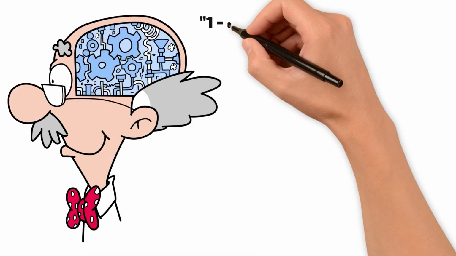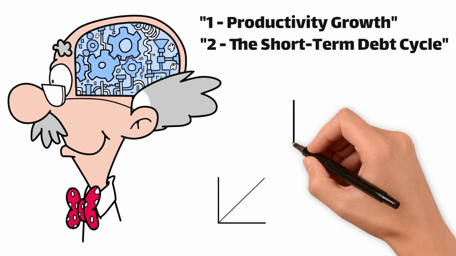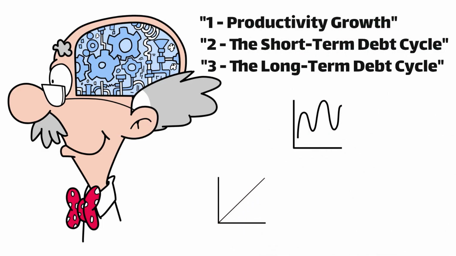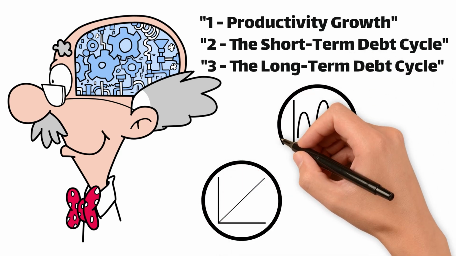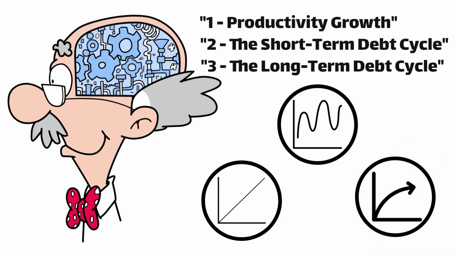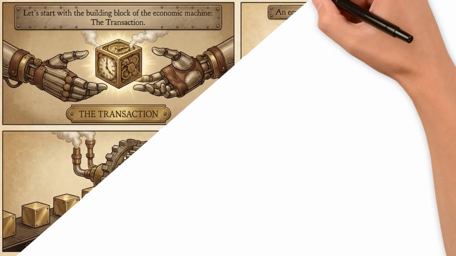These transactions are driven by human nature, and together they create the three main forces that drive the economy. 1. Productivity growth. 2. The short-term debt cycle. 3. The long-term debt cycle. To understand why the economy moves the way it does, we just need to look at these three forces and how they interact. Let's start with the building block of the economic machine, the transactions.